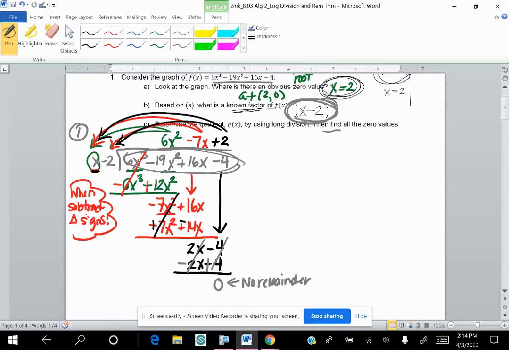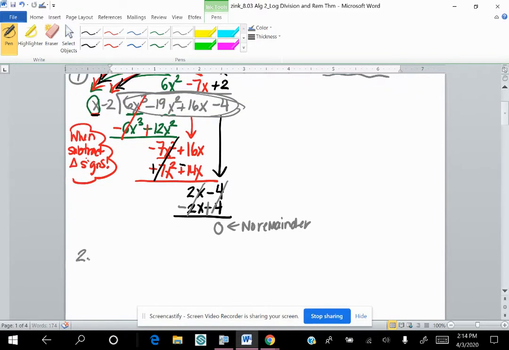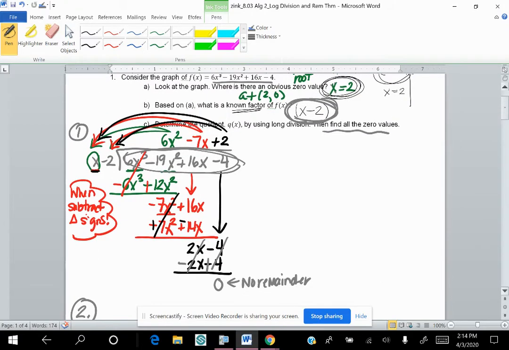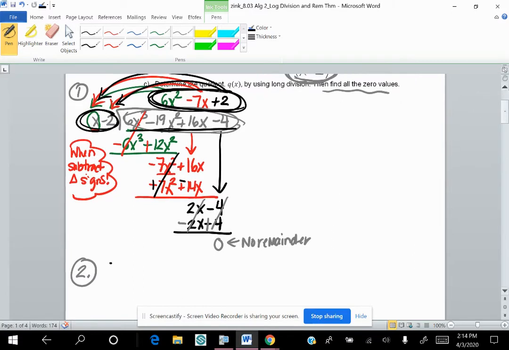But now they still asked us to find all of the 0 values. So what I want to do next to find the zeros is I need to factor the answer I got, my quotient right here. So I got this right here is my answer. So really that's saying this 6x squared minus 7x plus 2 times x minus 2 gives me 6x to the third minus 19x squared plus 16x minus 4. I want to break that down further.